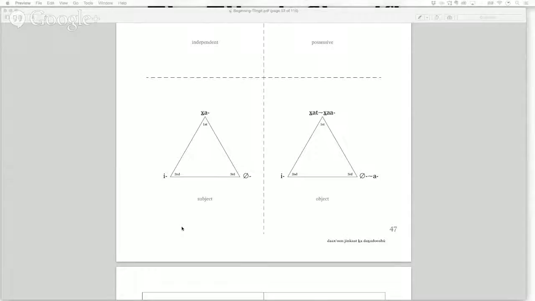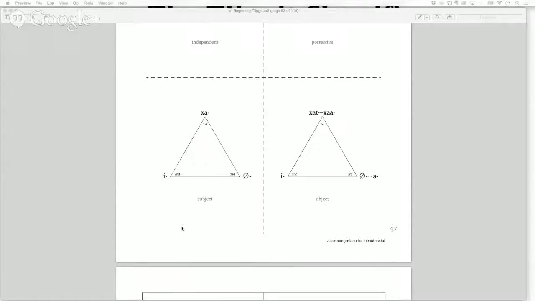So if you're saying, I threw it, or I ate it, it doesn't need to be a pronoun for that thing. If you were using English with Tlingit grammar, you would just say, I ate. And the "it" is just a given.